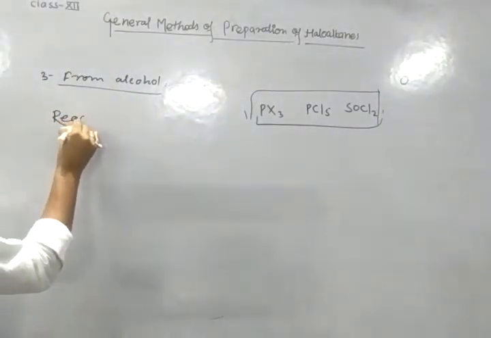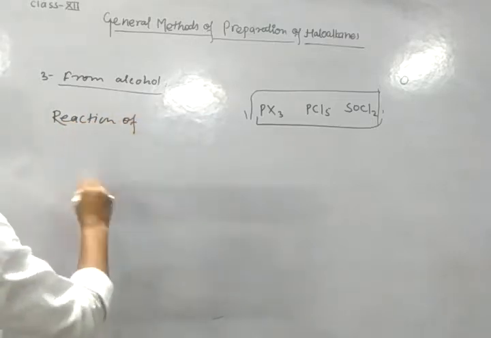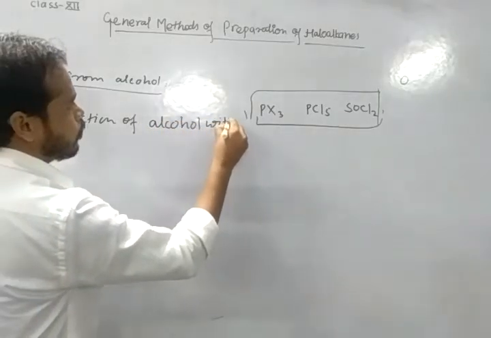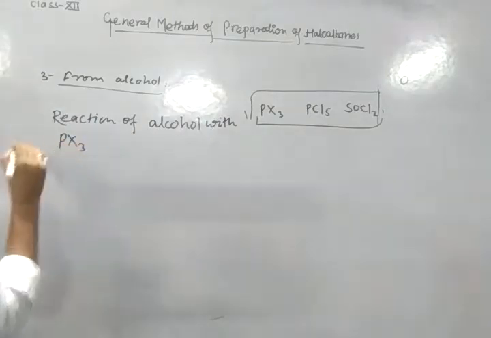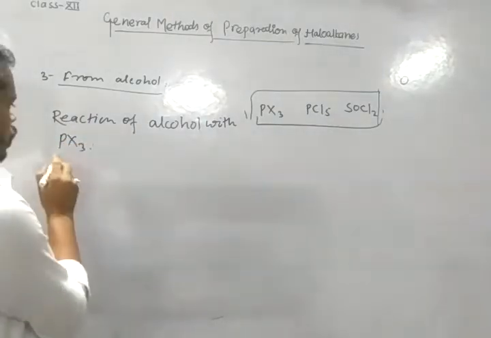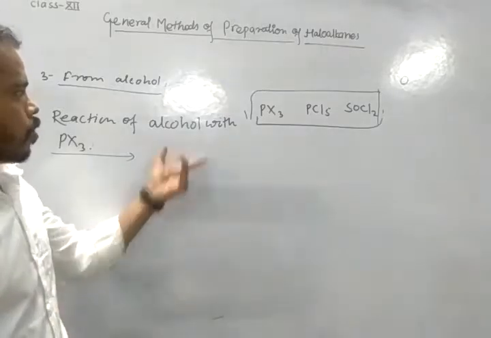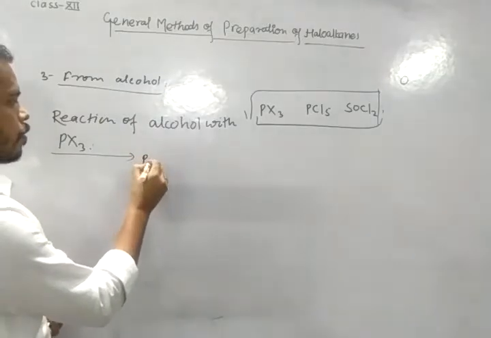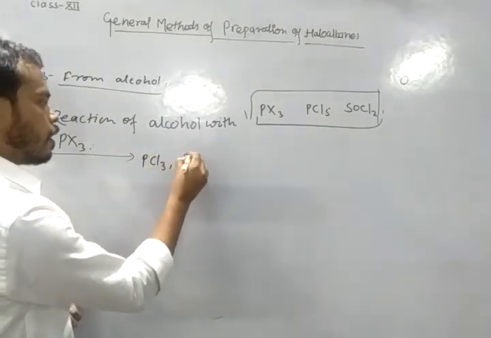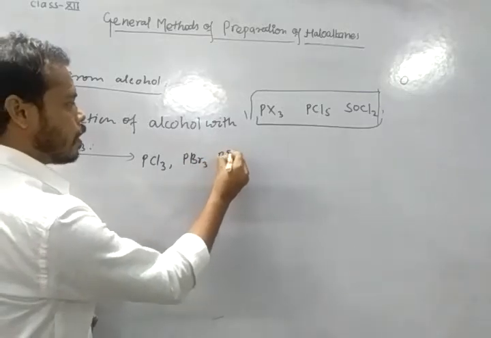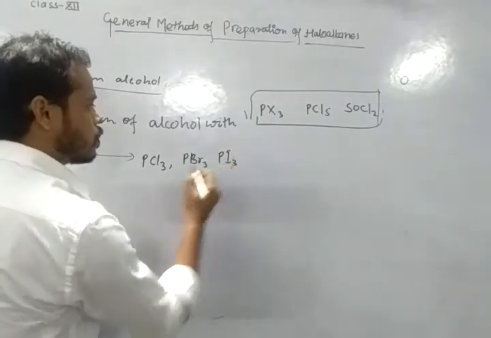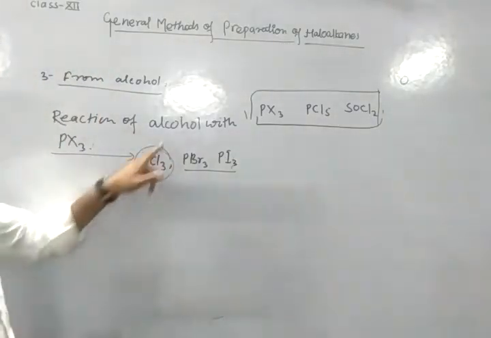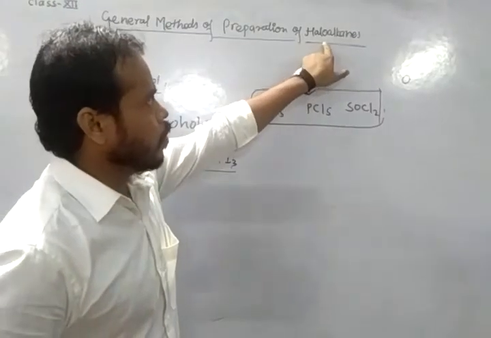First of all, the reaction of alcohol with PX3. In this case, alcohol is treated with phosphorus halide. Phosphorus halide may be PCl3, PBr3 or PI3. First of all, we treat PCl3 with alcohol and obtain haloalkanes.